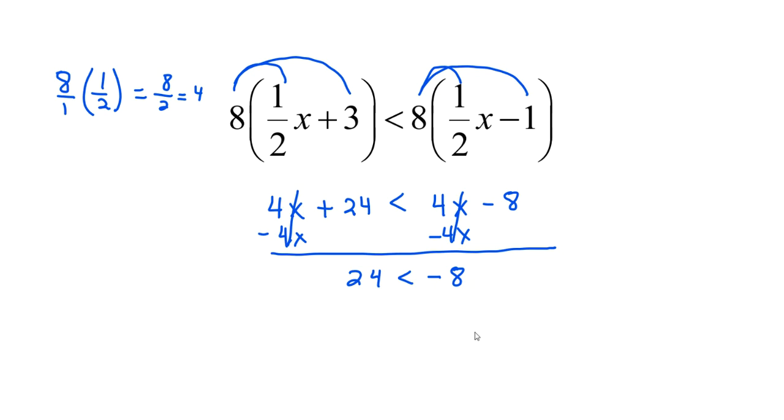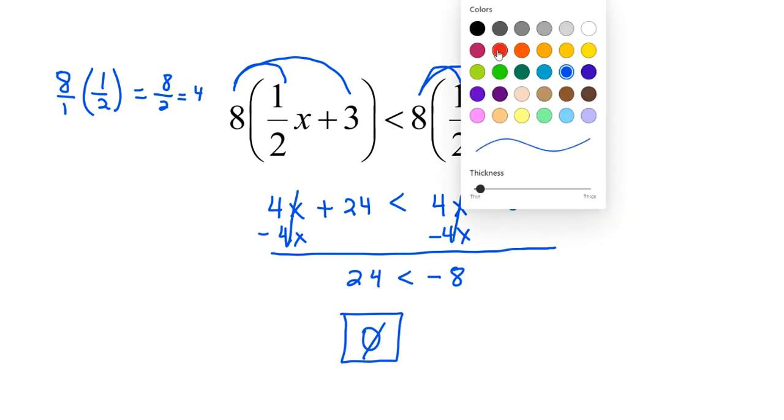Since that is not a true statement, we say that we have no solution. We would not put anything on our number line for our graph because there's nothing to graph. And for our interval, we would write this. We would say that there's no solution, a 0 with a slash through it. The solution set is the empty set. There is no solution.